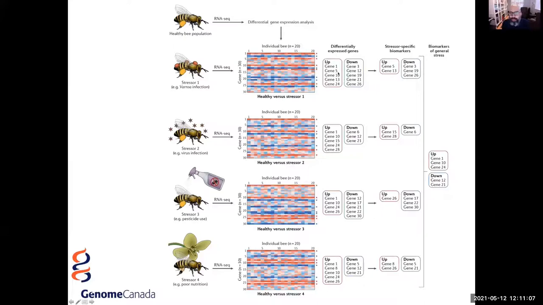So for example, if we look at this gene list here, bees exposed to varroa mites, this is obviously a cartoon, so it's hypothetical.